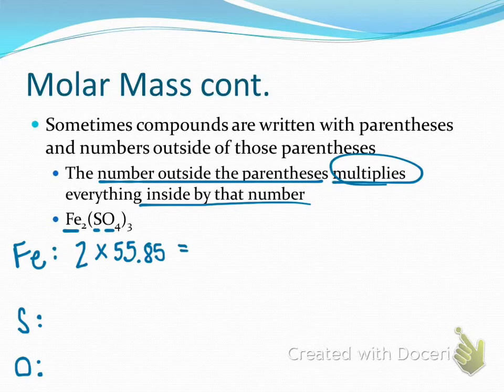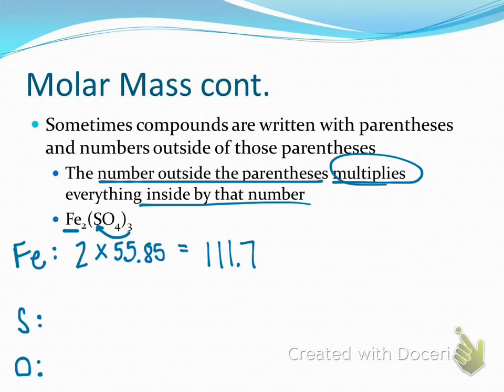Okay, so let's plug that in. 55.85 times 2, 111.7. Okay. How many sulfur atoms do we have? This is where our parentheses comes into play. So SO4 is a compound, and this is saying that we have 3 of those SO4 compounds. So that means for sulfur alone, I have 3. Okay, that 3 gets multiplied in there.